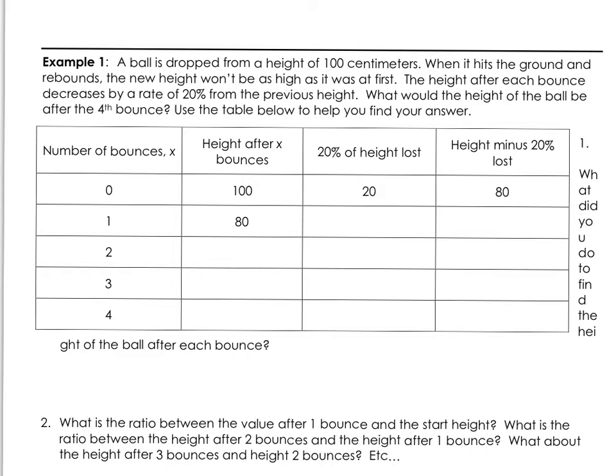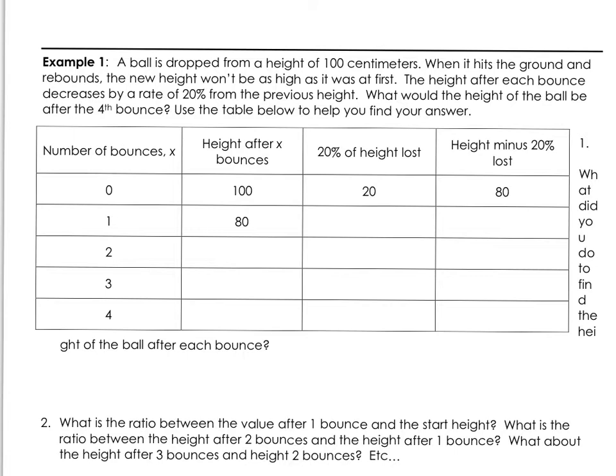A ball is dropped from a height of 100 centimeters. When it hits the ground and rebounds, the new height won't be as high as it was at first. The height after each bounce decreases by a rate of 20% from the previous height. What would the height of the ball be after the fourth bounce? Use the table below to help you find the answer.